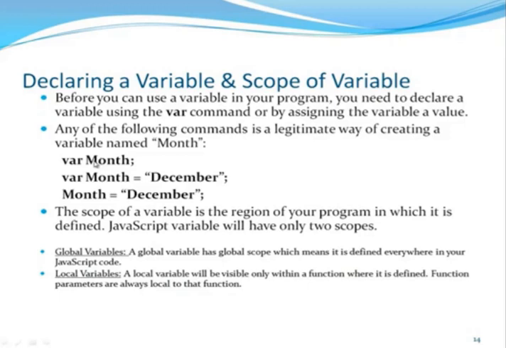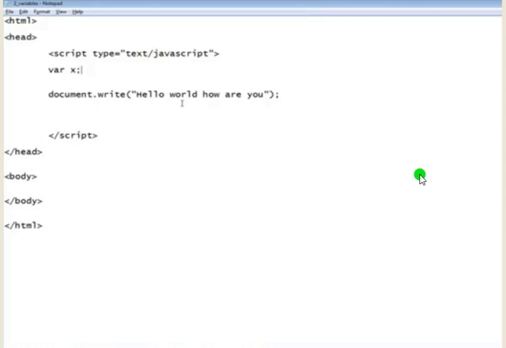The scope of a variable is the region of your program in which it is defined. JavaScript variables will have only two scopes: global variable and local variable. These are the two scopes.